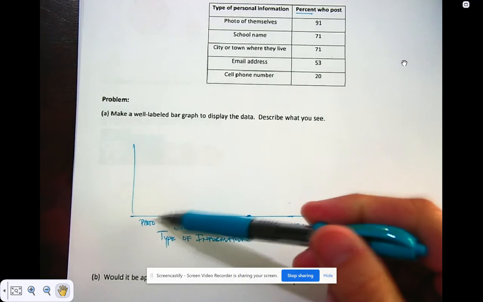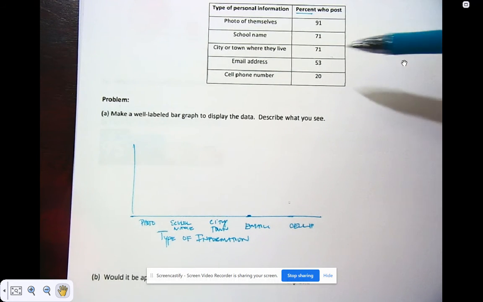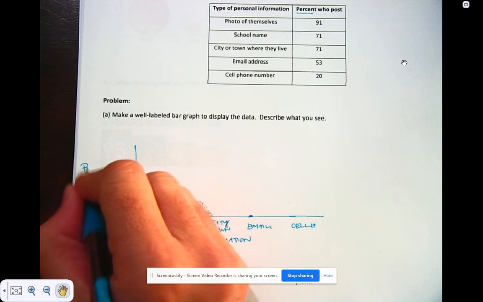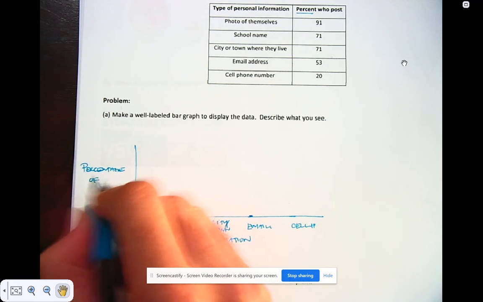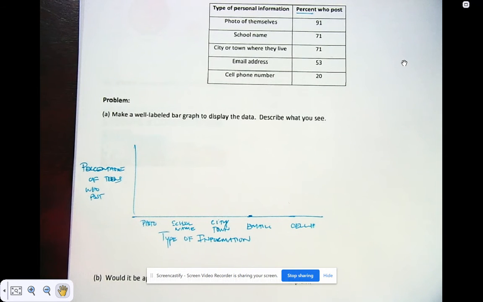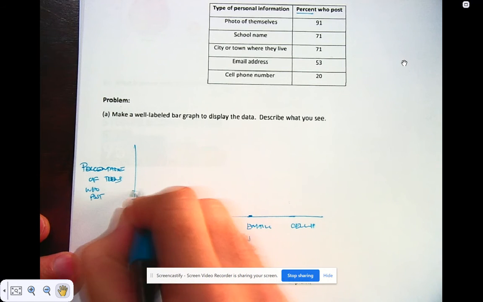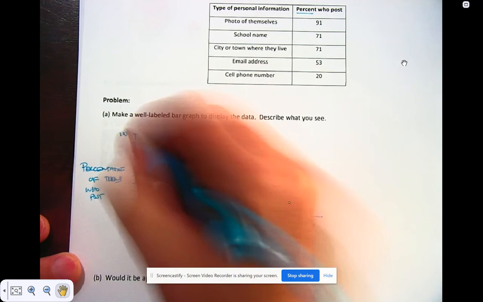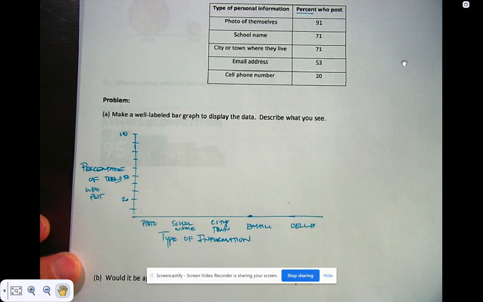Okay, and then what are we going to do here? Well, we're going to do bars that represent the percentage who post pictures of themselves. So clearly over here on this side, you're going to have a percentage. Percentage of teens who post. And obviously we're going to go up to 100%. So let's just do some labels here. We'll do 10, 20, 30, 40, 50, 60, 70, 80, 90, and 100. Okay, and we'll just do a couple numbers so we can see where we're at.